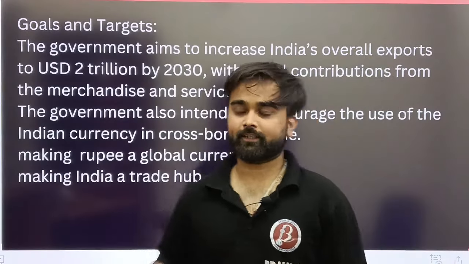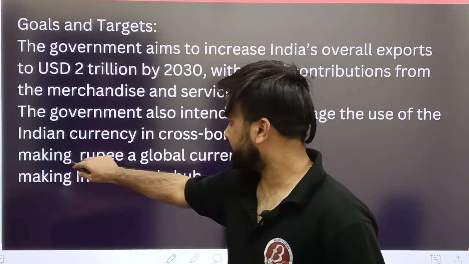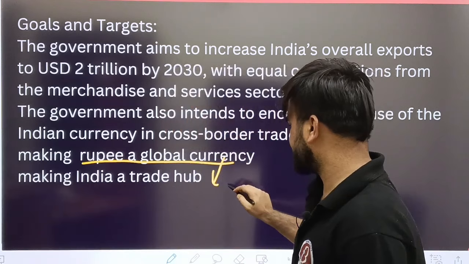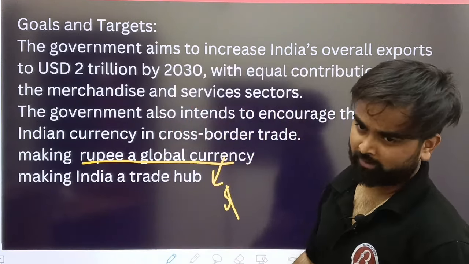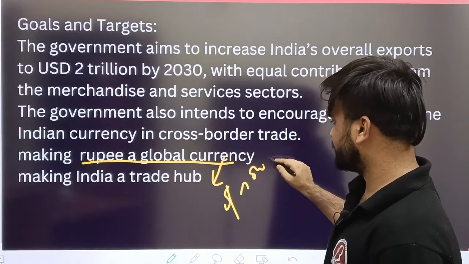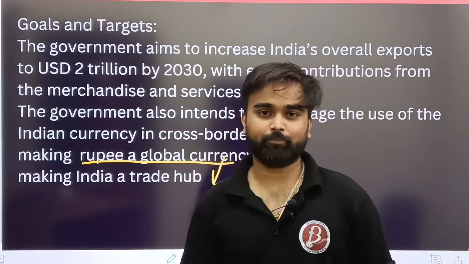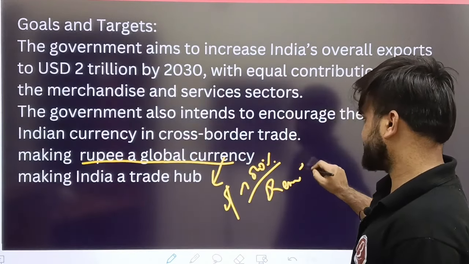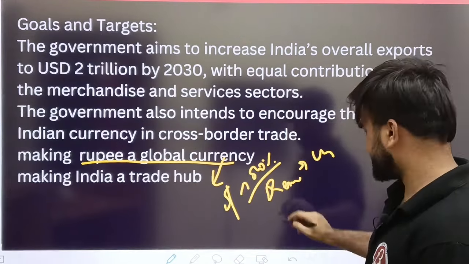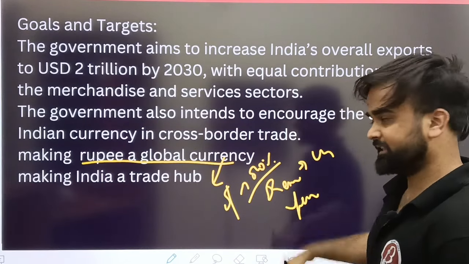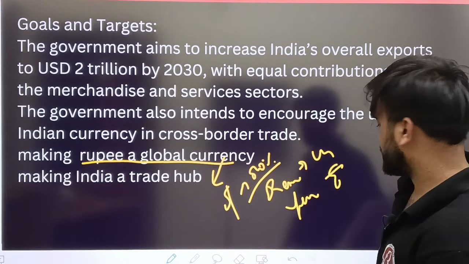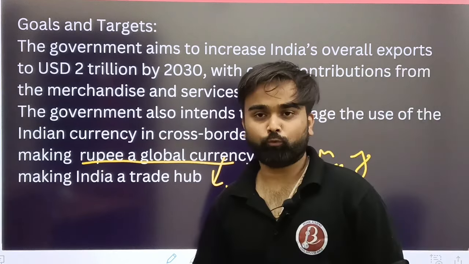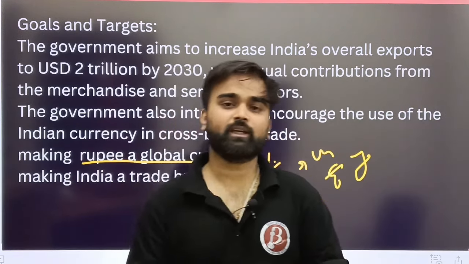Moving forward, the next thing that's important to understand is we want to make India a global currency. As of now, the few global currencies are the dollar, which is the most prominently used, close to 80% of international trade happens in dollars itself. Then there is the renminbi, which is the Chinese currency or Chinese yuan, as they say. Then the Japanese yen. We also have the euro and the pound sterling. But what we want is to make the Indian rupee a global currency.